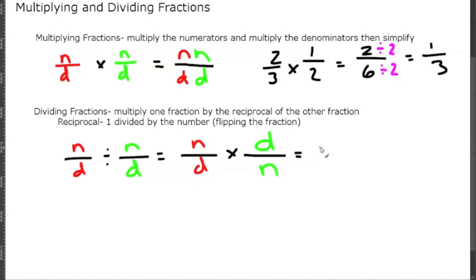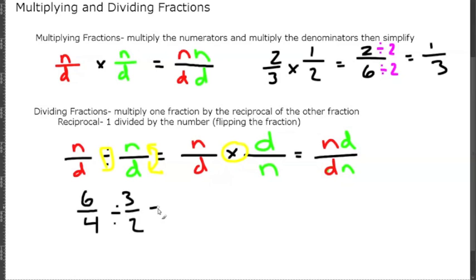And that's just going to give us the numerator times the other denominator all over the denominator times the numerator. What I mean by flipping is this just gets switched. The d goes on top and the n goes on the bottom, and then they're multiplied together as opposed to divided. So let's look at an example of this. Let's say we have 6 over 4 divided by 3 over 2.